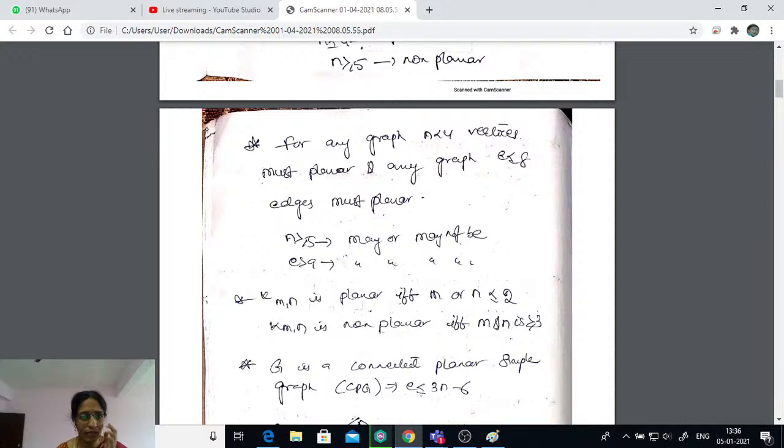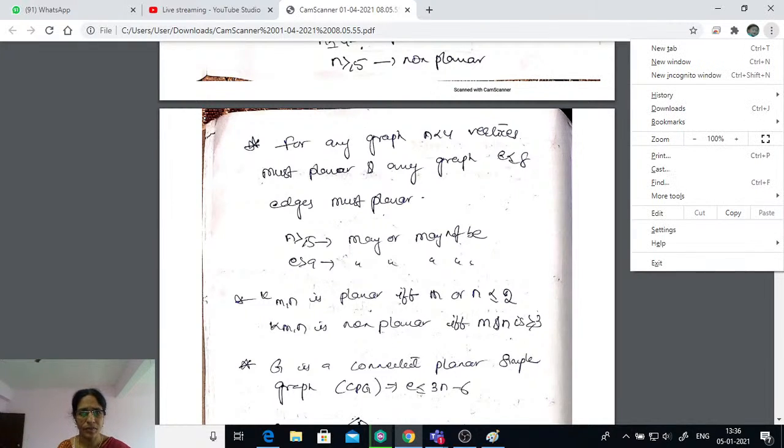This n greater than or equal to 5 may or may not be, and E greater than 9 may or may not be. That means greater than or equal to 9 is not a planar graph. And here next, K m comma n. M comma n is nothing but a bipartite graph. That is a bipartite graph, which you know.